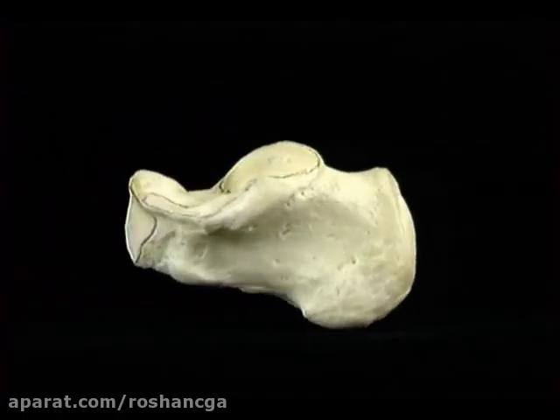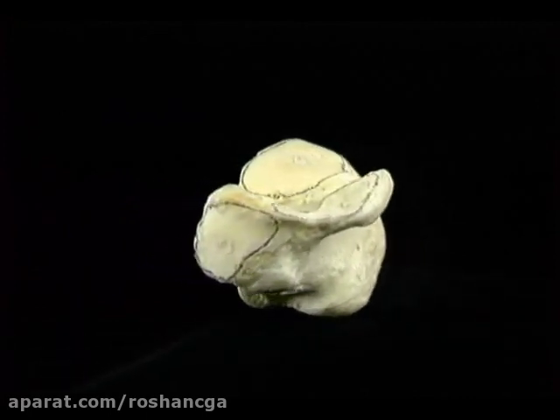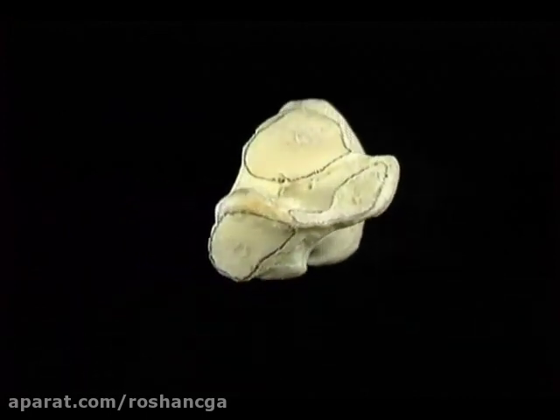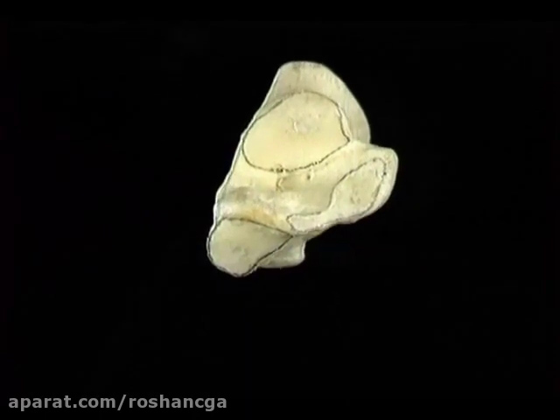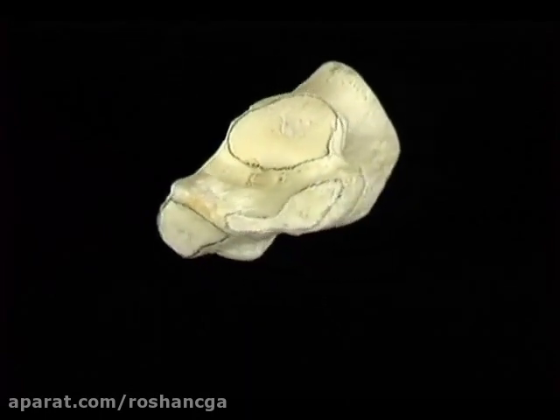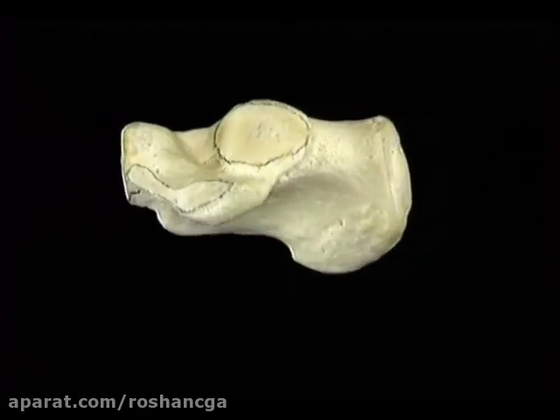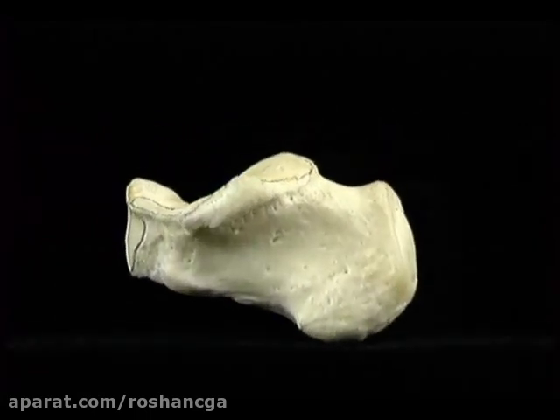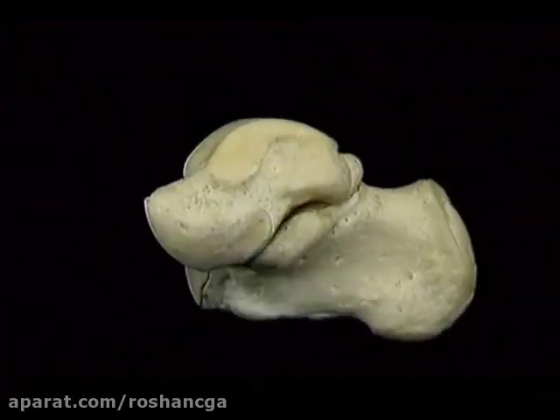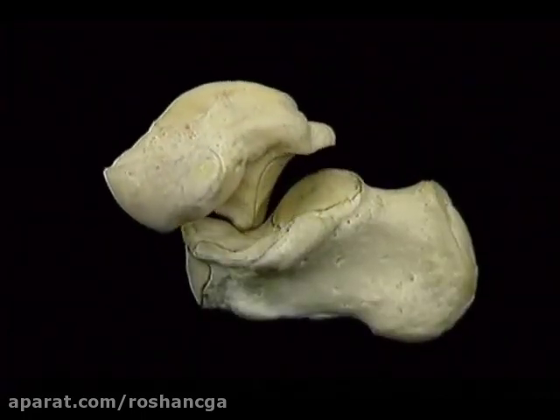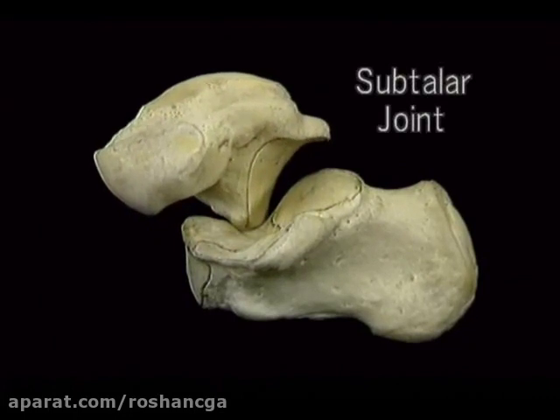On the front of the calcaneus there's an articular surface for the cuboid bone. On the upper aspect of the calcaneus there are two articular surfaces for the talus, a small one in front, a larger one behind. The larger of these two surfaces, together with the corresponding surface on the underside of the talus, forms the subtalar joint.